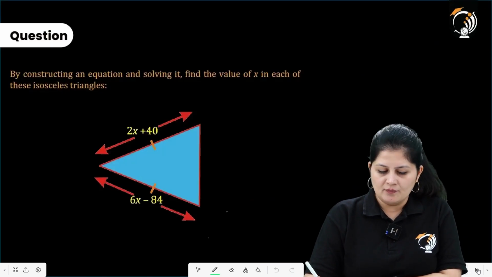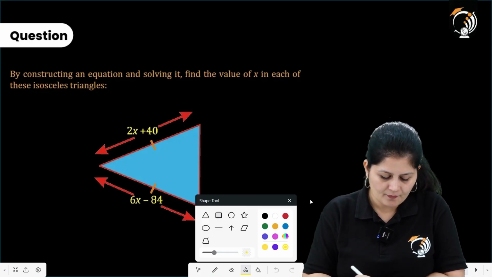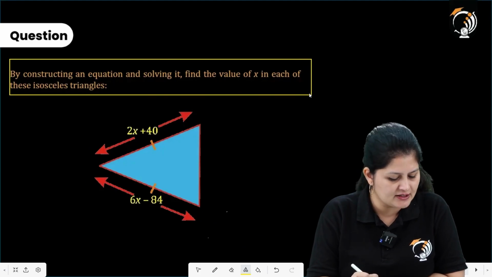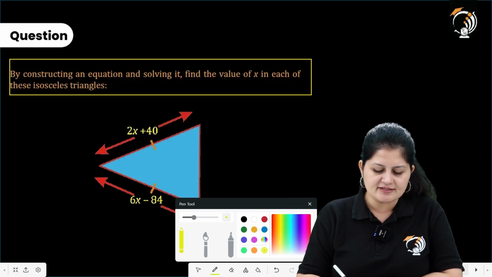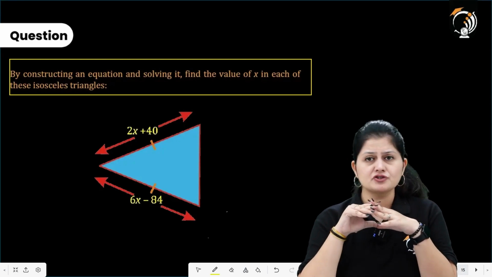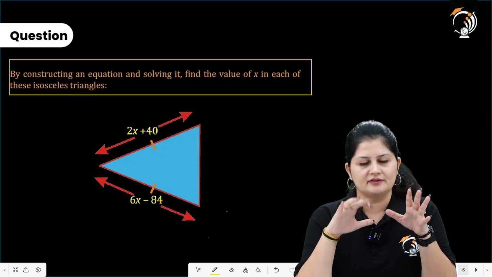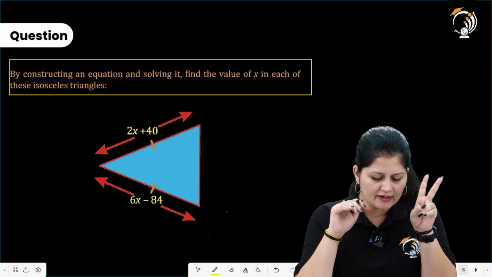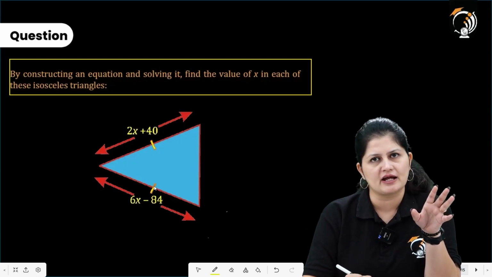Yes? Moving to one more question. Here the question says, by constructing an equation and solving it, find the value of x in each of these isosceles triangles. So it is given that it is an isosceles triangle. Now, the prerequisite here is that we need to know that the sides of an isosceles triangle are equal. The two sides are equal. So here it is mentioned by the sign that the given two sides of the isosceles triangle are equal.